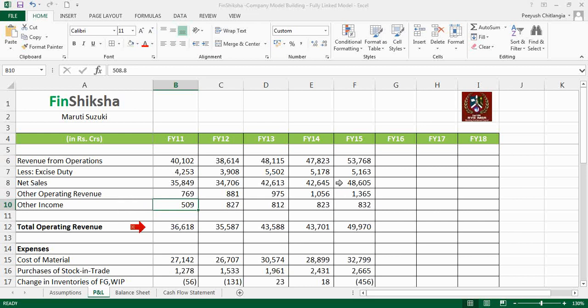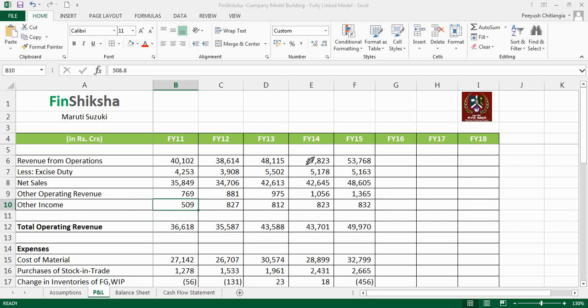Total operating revenue is net sales plus other operating revenue, right? So total operating revenue is only the sum of this and this. Remember, other income is non-operating. Why is it non-operating in nature? Because even if the company shuts down the business, you will generate interest on FDs, fixed deposits that the company has, for example. So this is non-operating in nature, right?